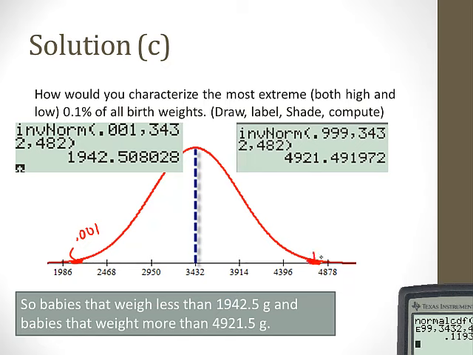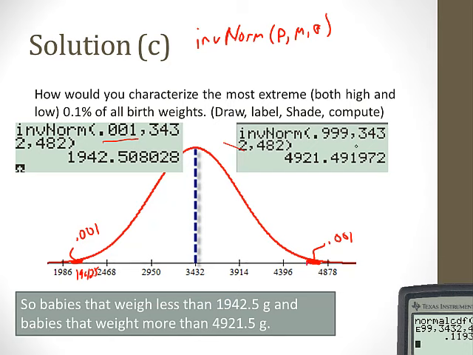Again, that's 0.001. So for this side, I do 0.001 in inverse norm, because we're actually looking for the value, comma, mean, comma, standard deviation. Again, remember your syntax. So inverse norm: probability, comma, mean, comma, standard deviation. And we get 1942, and that looks about right. So it's about 1942.5.